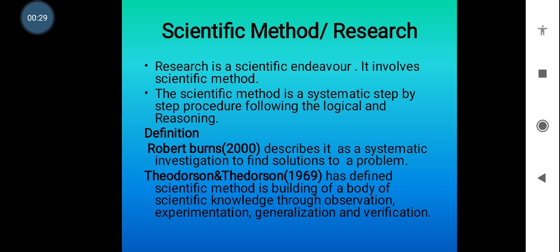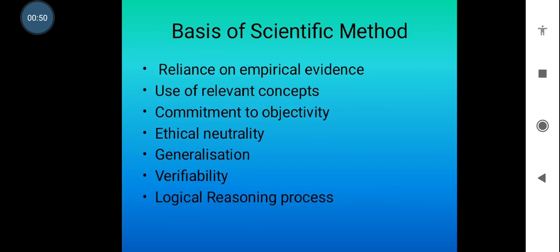Robert Vance describes it as a systematic investigation to find solutions to a problem. The next author, Theodorsson, has defined the scientific method as the building of a body of scientific knowledge through observation, experimentation, generalization and verification. Next is the basis of the scientific method: reliance on empirical evidence, use of relevant concepts, commitment to objectivity, ethical neutrality, generalization, verifiability and logical reasoning processes.